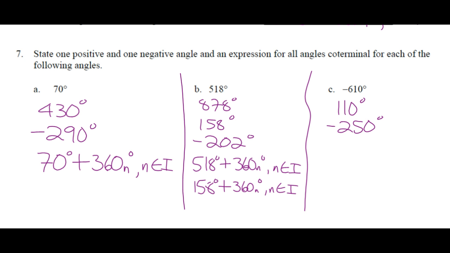All right, so there's a positive coterminal angle, there's a negative coterminal angle. You want all angles, so you could write negative 610 degrees plus 360n degrees, where n belongs to the integers, or the principal angle, which is 110 degrees plus 360n degrees, where n belongs to the integers.